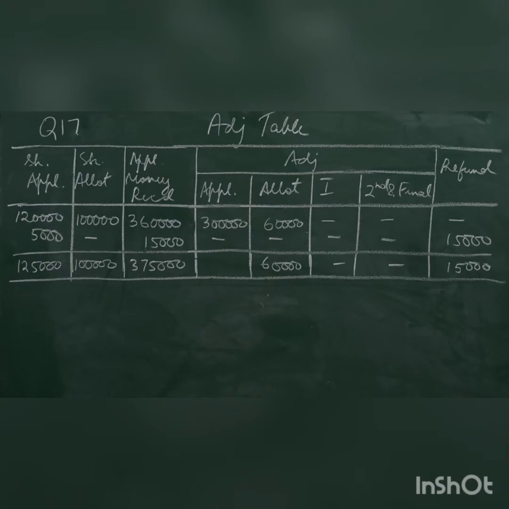Now you check your calculations. First column should be 1,25,000 application received. Company offered 1 lakh shares, then 1,25,000 to 3 gives you 3,75,000. When you add also, it should be 3,75,000. On 1 lakh, your application money should be 3 lakh. You have not written, you write yourself. 3 lakh should come down. Allotment 60,000, excess money, and refund 15,000.